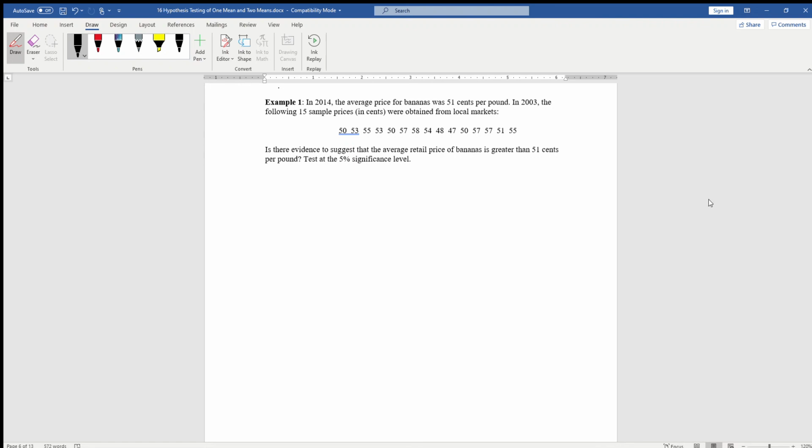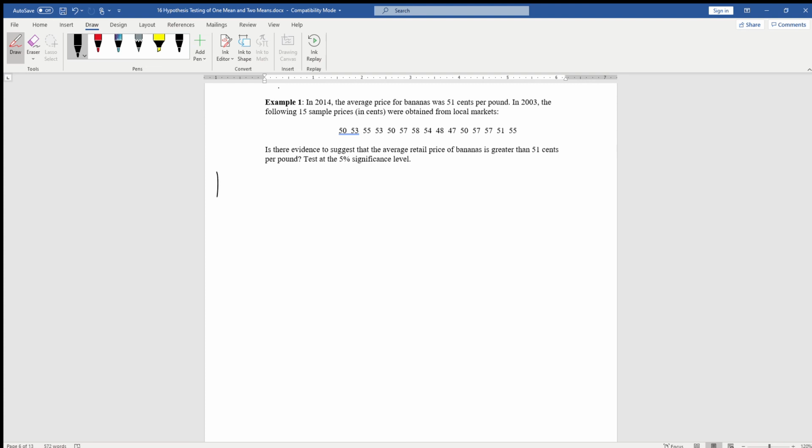An example of being able to do a hypothesis test of one mean, where the standard deviation is unknown. In 2014, the average price of bananas was 51 cents per pound. In 2003, the following 15 sample prices in cents were obtained from local markets. Is there evidence to suggest the average price of retail bananas is greater than 51 cents per pound? We're going to test at the 5% significance level.